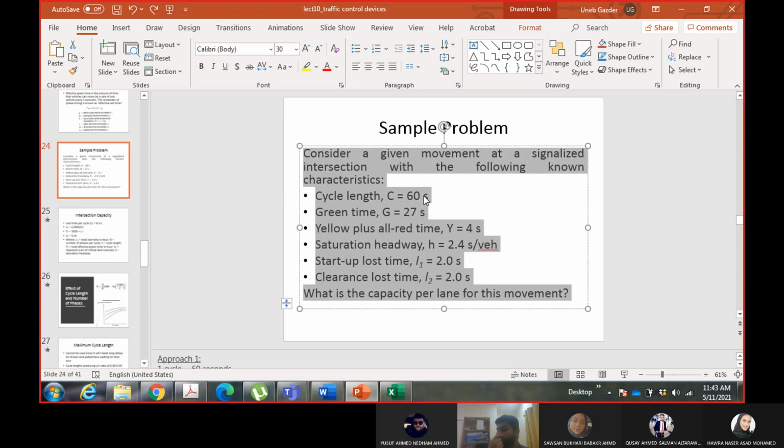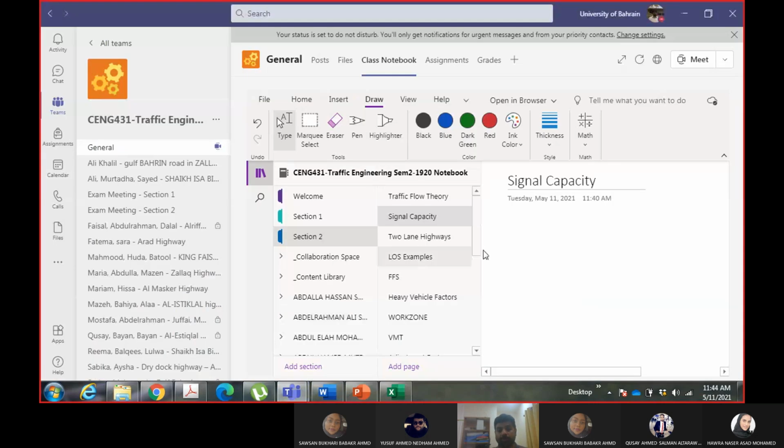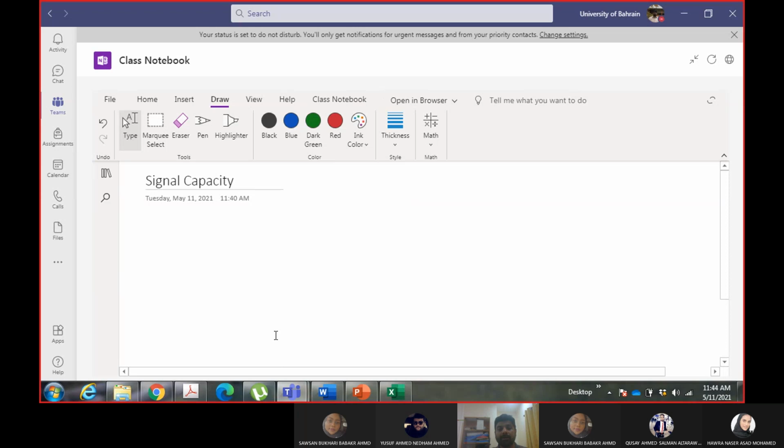Saturation headway, I told you, is the minimum headway which you achieve when the flow is continuous and stable. Startup loss time is the extra headway taken by the first 3 or 4 vehicles in the queue, and clearance loss time is part of the all red which you give as a measure of safety for the vehicles to clear the intersection before you start another green time. So let us look at how we can calculate the capacity of this movement.